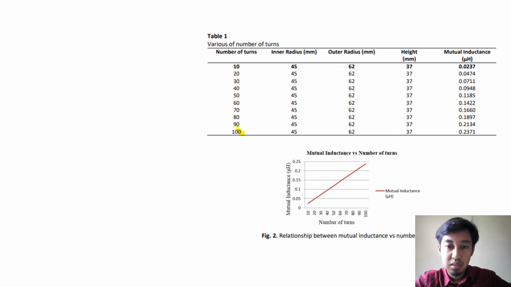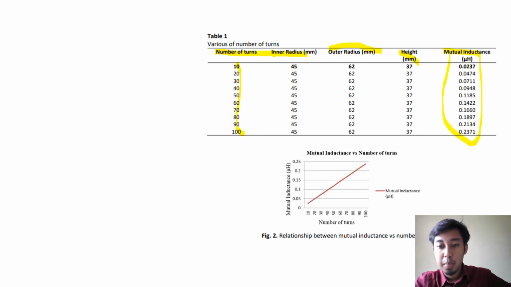This one is the variable. The student changes the number of turns, and fixes the inner radius of the sensor, outer radius of the sensor, and height. This is the result here. After that, he plots the graph like this one.